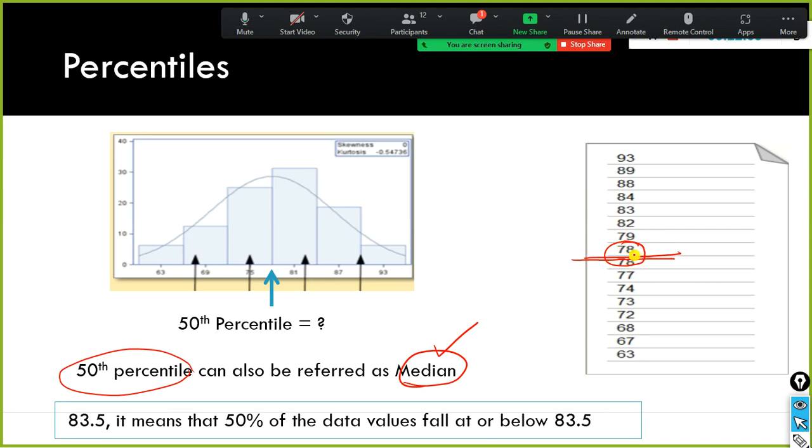Since the total number of samples is 16, you need to take the two middle values and divide by 2. So here the value is 78. It means that 50% of data values fall at or below 78, which means 50% of the students' scores fall at 78 or less than 78. We can say it that way.